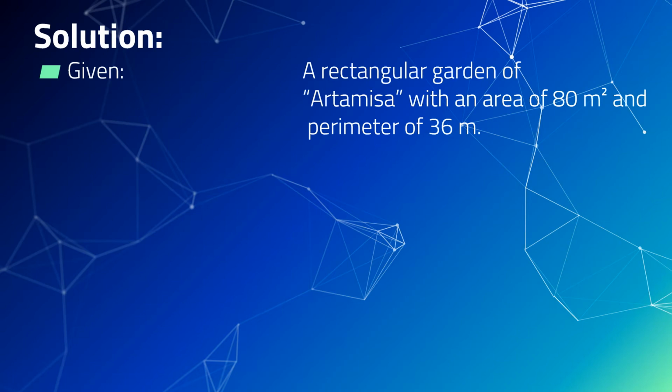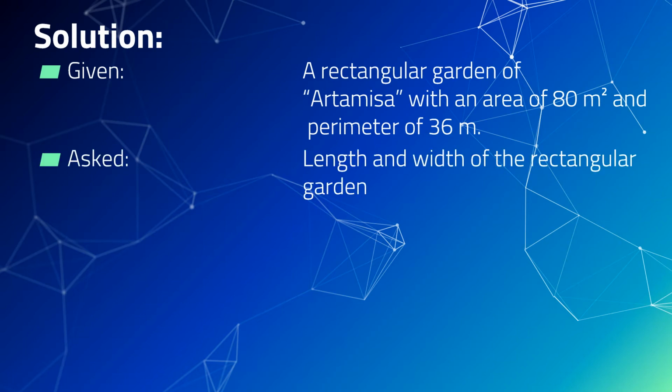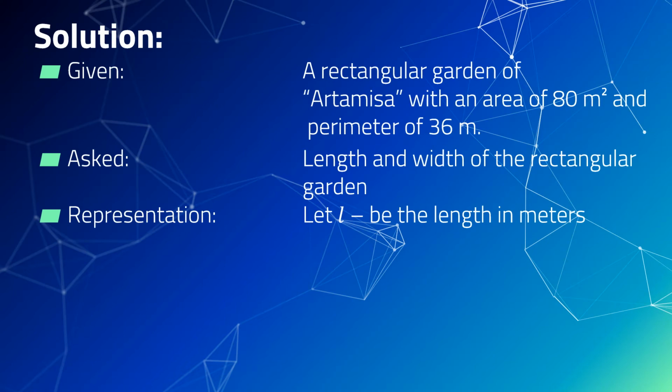Then we are going to look for the requirement of what is being asked. Since we're looking for the dimensions, as I have said, when we say dimensions, that is the length and width of the rectangular garden. In this problem, we're going to get the length and width of the rectangular garden. We can let L be the length of the given rectangle in meters, and then W be the width in meters.